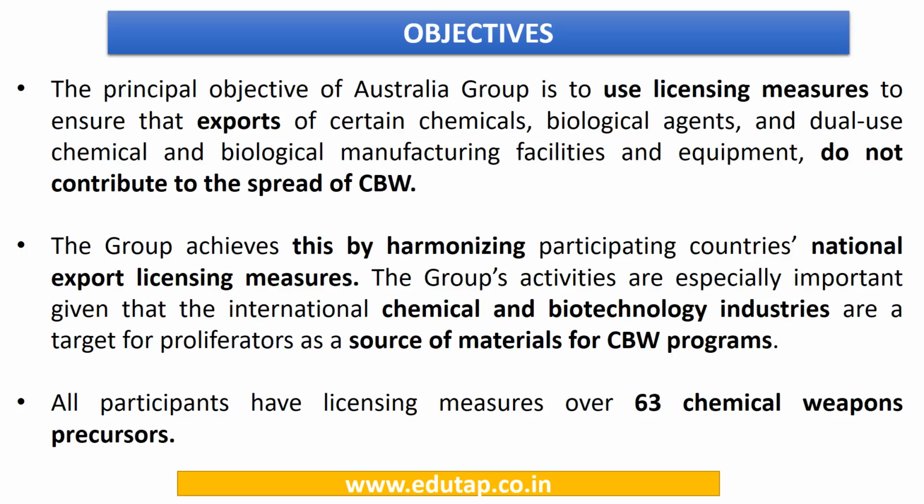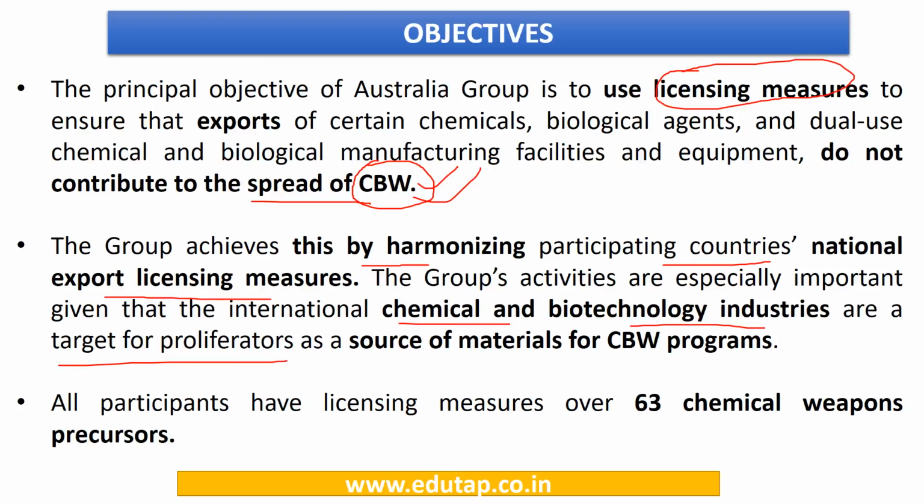As explained in the earlier slide, the aim of the group is to prohibit the export of those materials which contribute to the spread of chemical and biological weapons. It achieves its goal by harmonizing participating countries' national export licensing measures, that is, it uses licensing measures to regulate international chemical and biotechnology industries, which are soft targets for proliferators to get materials for production of chemical and biological weapons.